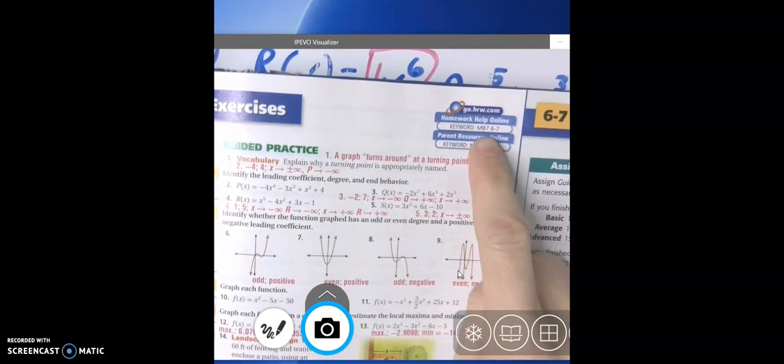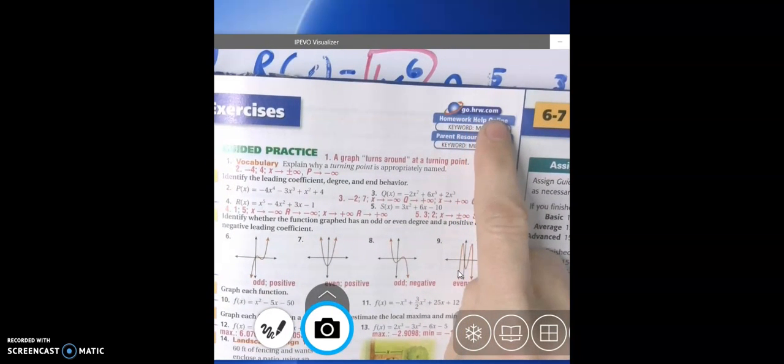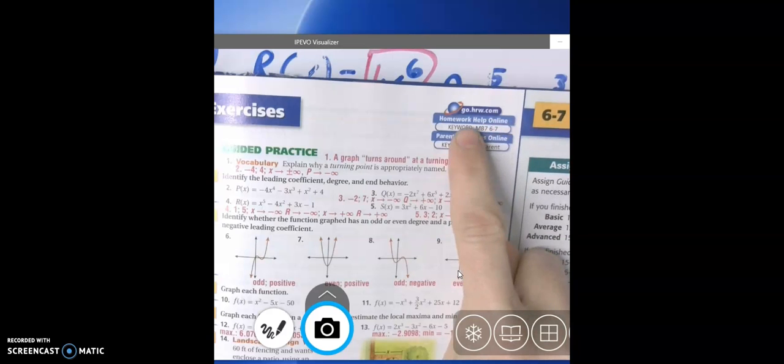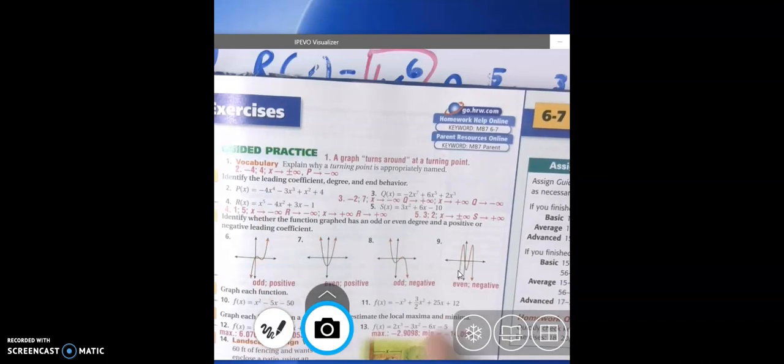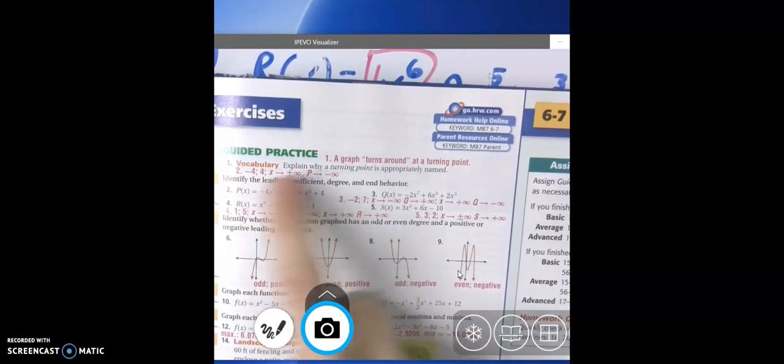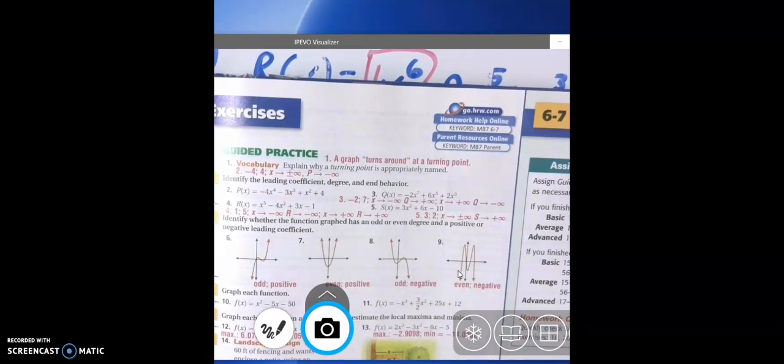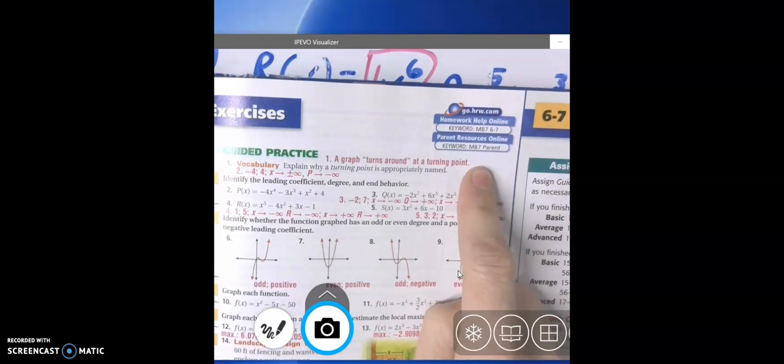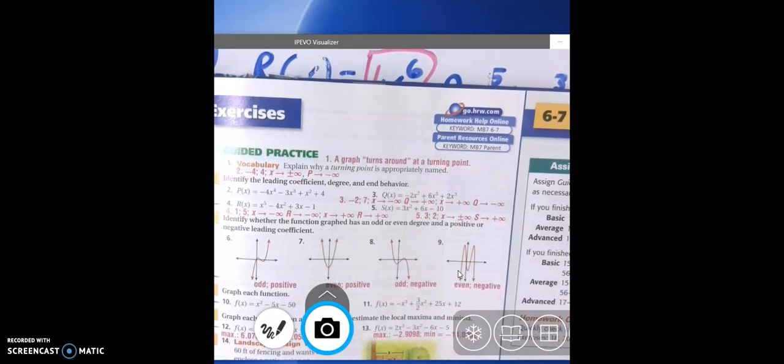One other thing I wanted to show you, if you're having trouble, the book has a website. You can go to go.hrw.com, and then you can type in the keyword MB767. That will take you to these examples here, and there will actually be videos on each of these examples, and it'll help walk you through these examples if you're having trouble. So it's kind of like having a teacher right there with you. I highly, highly recommend you use this when you're doing your practice problems.